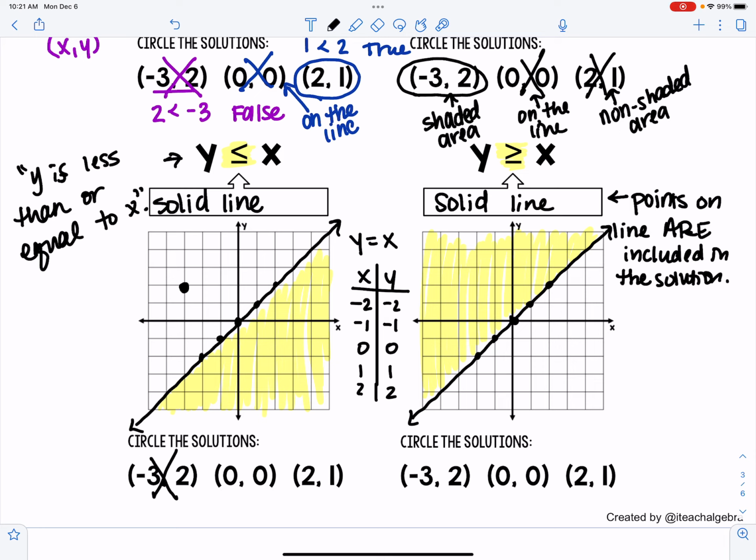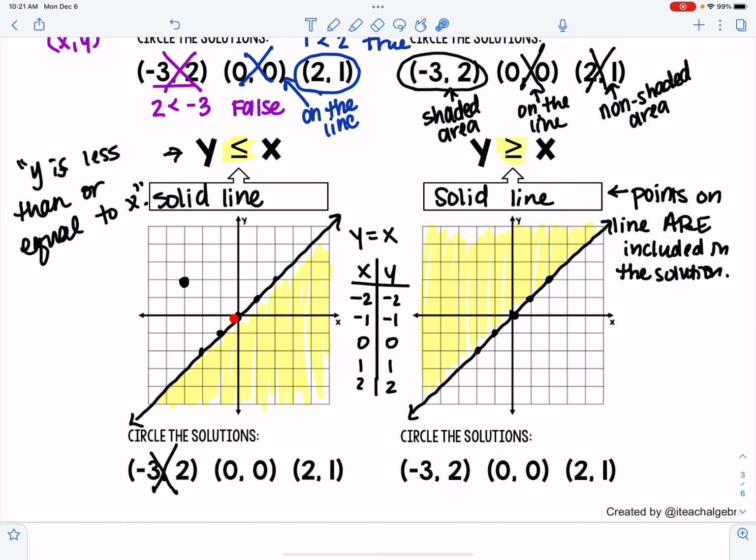We move on to 0, 0. That is our origin, and it's right on the line. So this first one was in the non-shaded area. This next one is on the line. And since it's on the line this time, and it's a solid line, it should be included as part of our solution. And finally, we have 2, 1, which is here. That is in the shaded area, so that means it should be part of our solution.